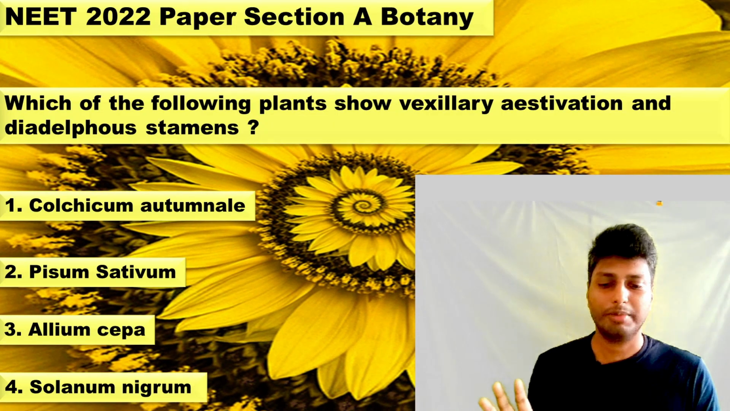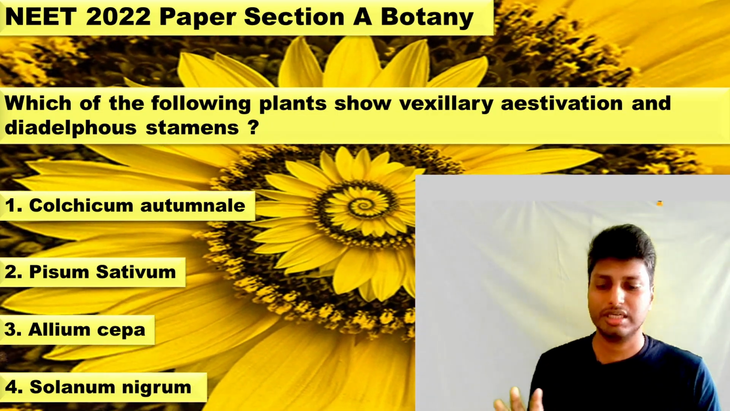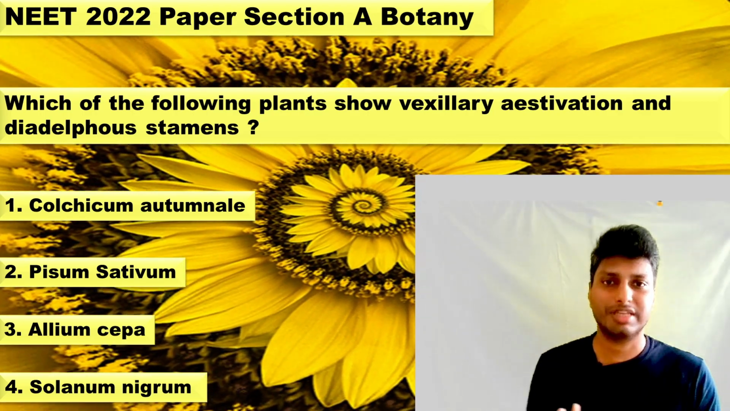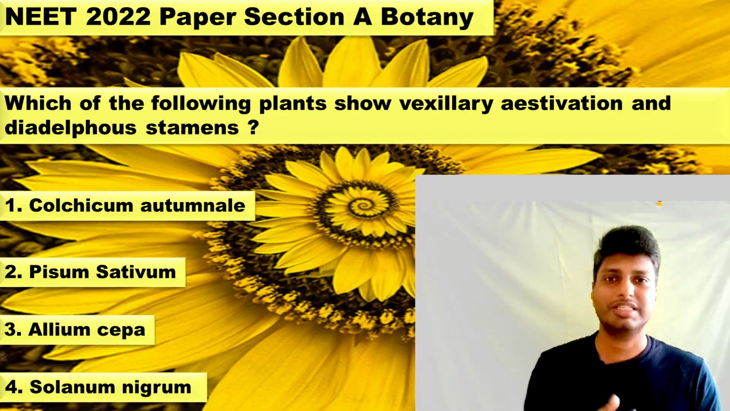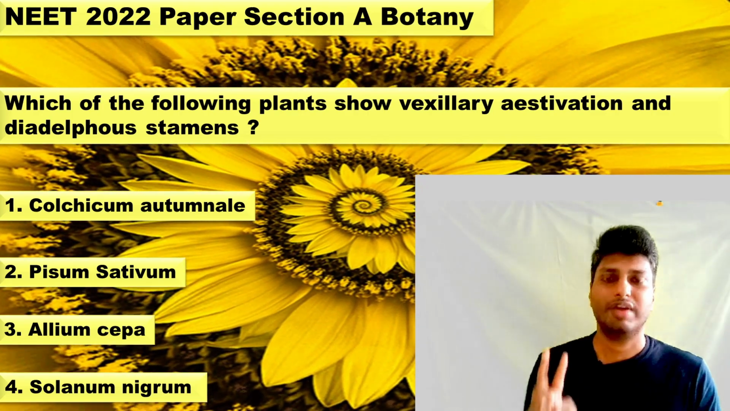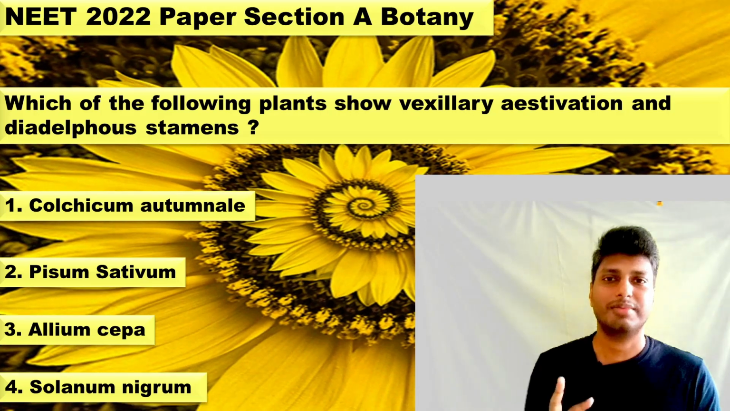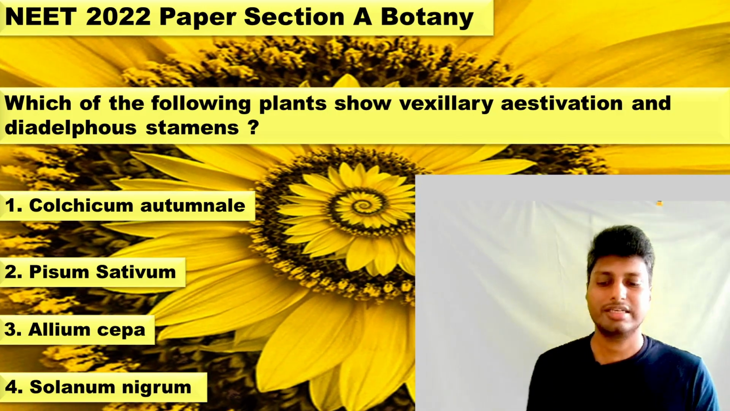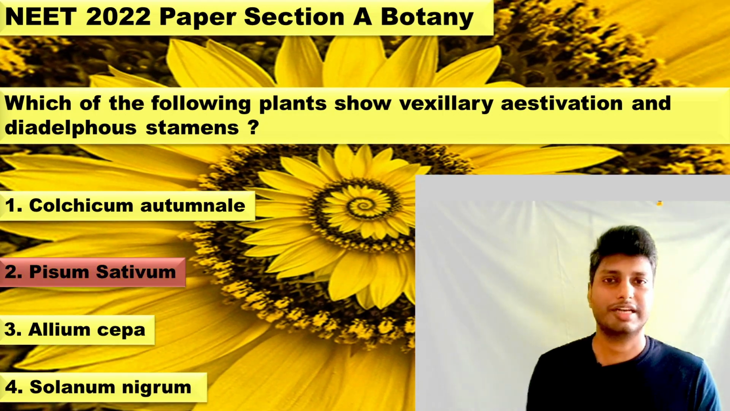Okay, so now coming back to the question, if you notice, out of all the four options, there was only the second option, that is nothing but Pisum sativum, right? That is basically the scientific name of the pea plant, and this plant shows Vexillary aestivation as well as the stamens show a Diadelphous arrangement, and that's why the answer is nothing but Pisum sativum.